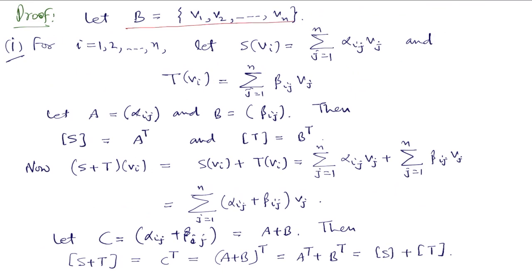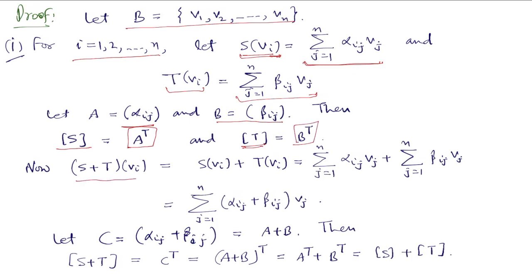Let B be equal to {v1, v2, ..., vn}. We first prove that the matrix of S+T is the same as the matrix of S plus the matrix of T. Now for each i from 1 to n, let S(vi) be equal to this vector. S(vi) is again a vector in V, so we can write it as a linear combination of v1, v2, ..., vn. And suppose similarly T(vi) is equal to this one, the sum of βij vj. Let A be this matrix (αij) and B be this matrix (βij). Both are n by n matrices. Then the matrix of linear transformation S will be the transpose of A and the matrix of T will be the transpose of B.